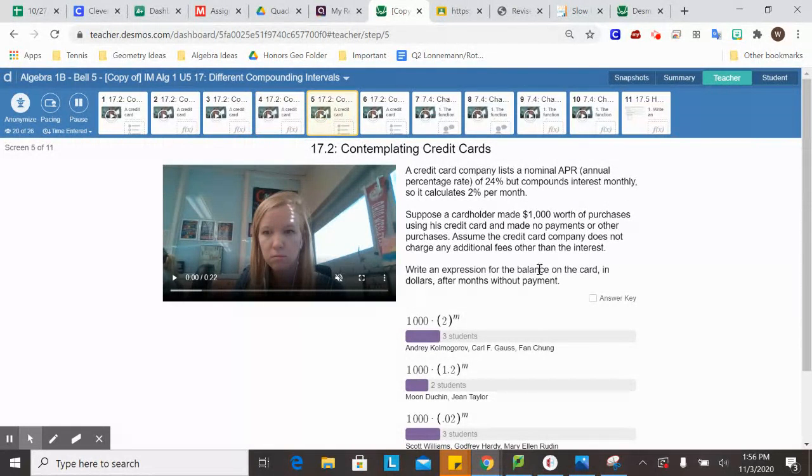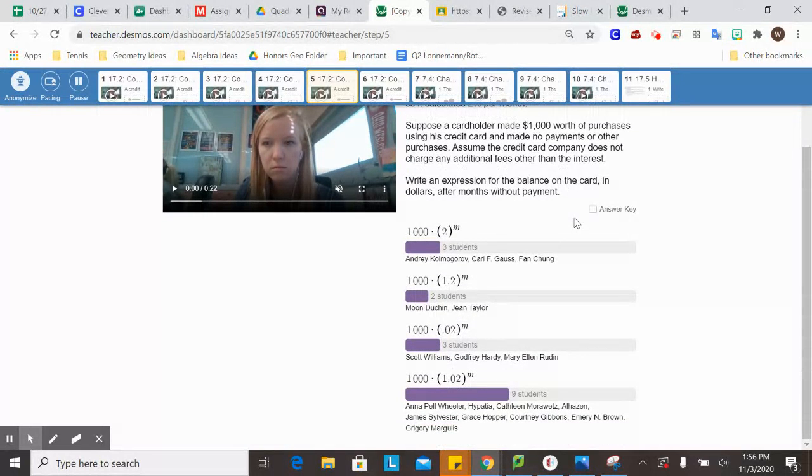Okay, so same idea, except now we want to write the expression for the balance on the card in dollars after m months without payment. Okay, and again, a lot of us did get it. Not as many. It's a little concerning because on the first slide, the majority of us got it right. And so the only difference from the first slide to here is that we have an m in the exponent because we don't know how many months yet. So this bottom one down here was our correct answer.